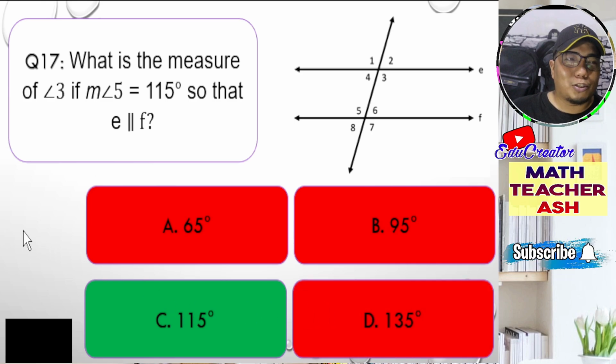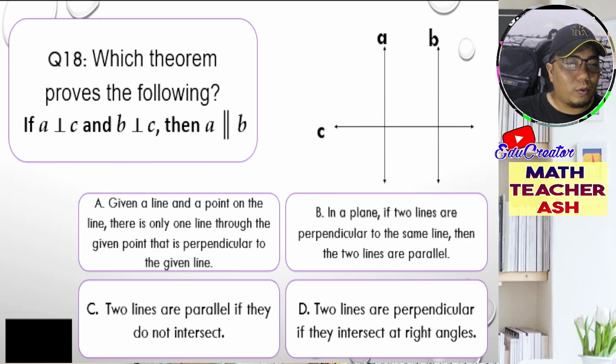Now, let us go to question number 18. Which theorem proves the following? If A is perpendicular to C and B is perpendicular to C, then A is parallel to B. So this is the figure. Is it A, given a line and a point on the line, there is only one line through the given point that is perpendicular to the given line? B, in a plane, if two lines are perpendicular to the same line, then the two lines are parallel. C, two lines are parallel if they do not intersect. D, two lines are perpendicular if they intersect at right angles. Alright, I will give you 5 seconds to think about your answer.